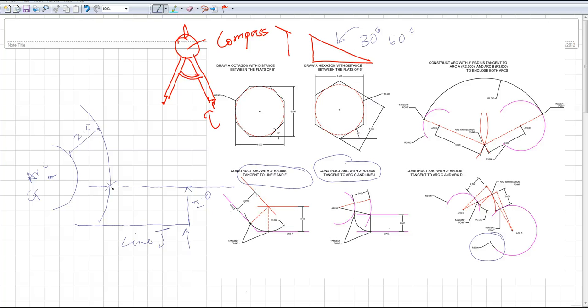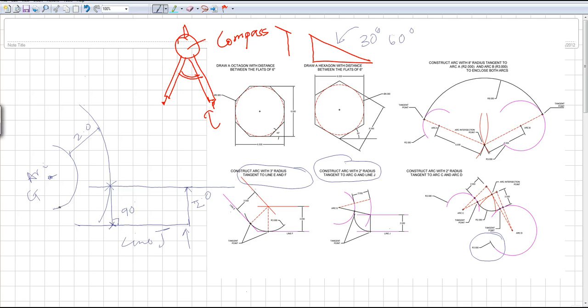I have to find my tangent points. To find my tangent points, what I will do is from that intersection, I'm going to make a straight line, which is how much? 90 degrees. And this is my tangent point for the line. Now I have to find the tangent point for the circle, or for the arc, which is right here, right? So let's find the tangent point.